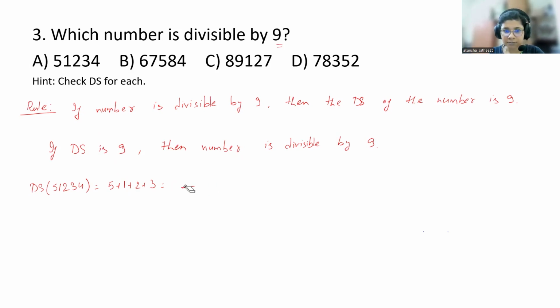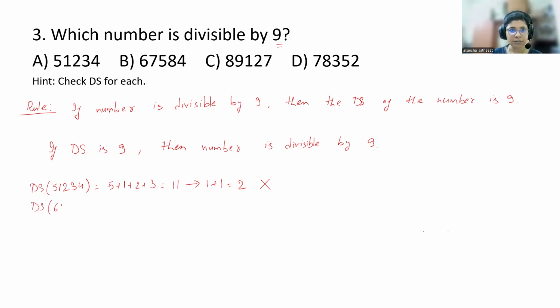Let me write it again. It is 11. But 11 is again a double digit number. You have to compute digit sum again. It is 2. Not correct answer, because 2 cannot be divisible by 9. So digit sum of second option.